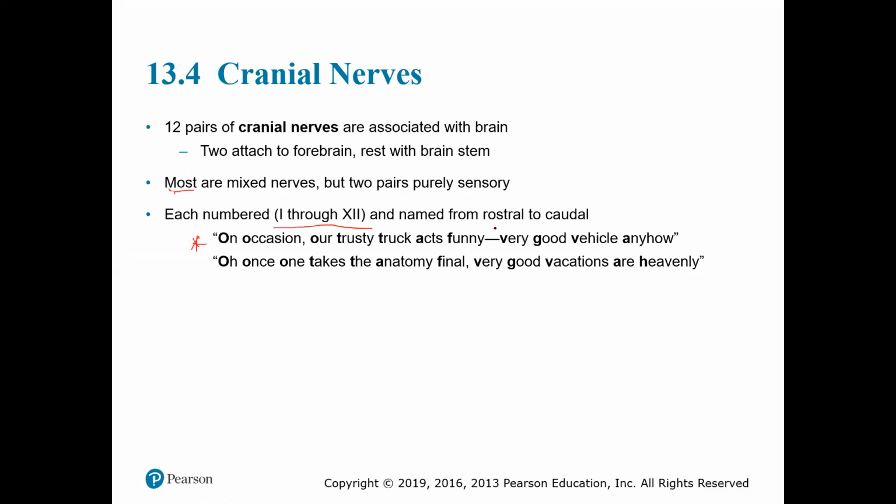Rostral means top, caudal means bottom or tail. So cranial nerve 1 is on top by the frontal lobe. Cranial nerve 2 is more below the diencephalon. And the rest of the cranial nerves, like cranial nerves 3 through 12, are basically off the brainstem, either the midbrain, pons, or medulla oblongata.